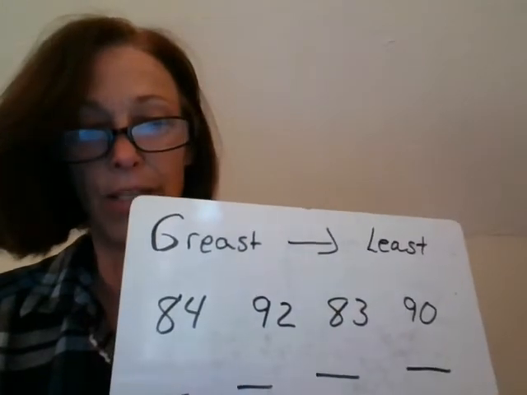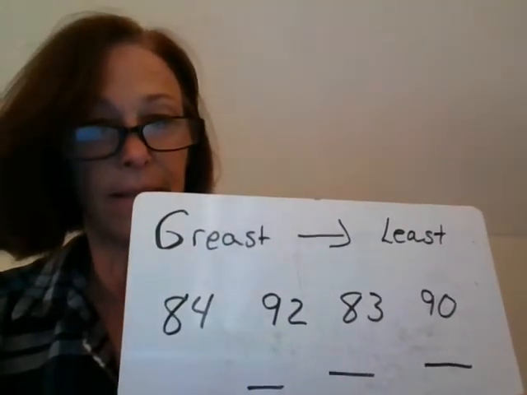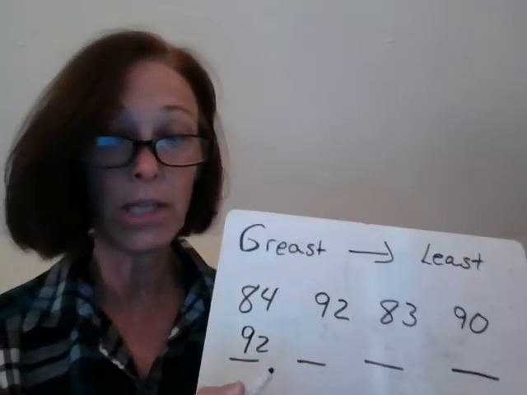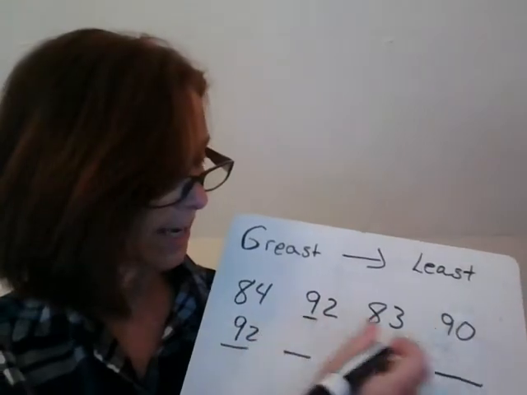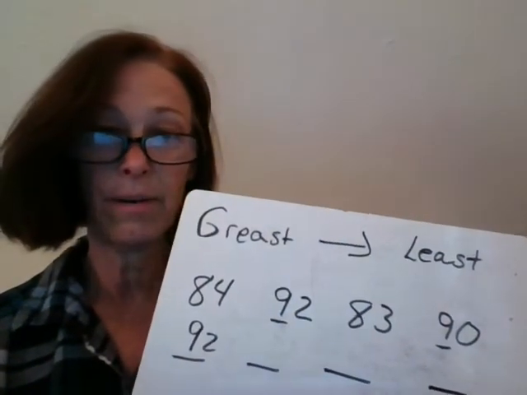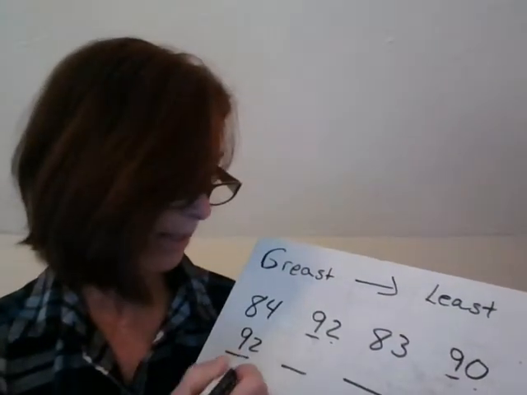We got 84, 92, 83, 90. What is the greatest? If you said 92, you're right. A little tricky though. This has 90 and this has 90. What is greater? You have to look at the ones place. Well, 2 is greater than 0, so it has to be 92.